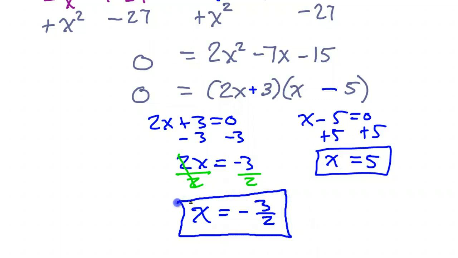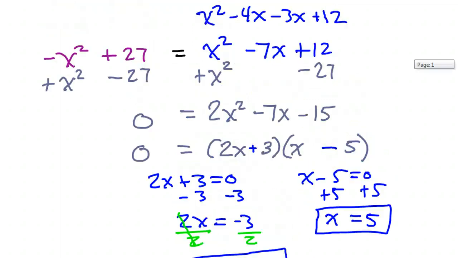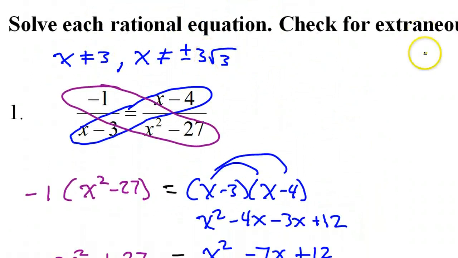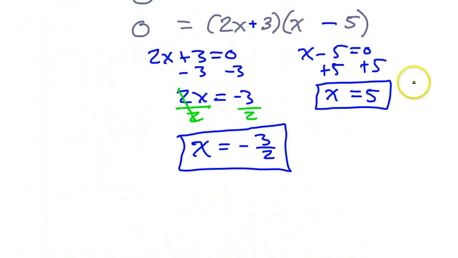So as long as these are not excluded values, these will be the solutions. Let's see, can't be 3, can't be plus or minus 3 radical 3. These are both valid, so these are the solutions.